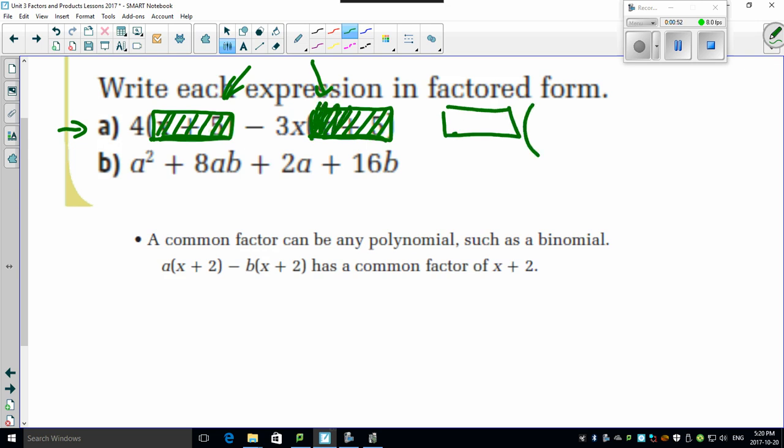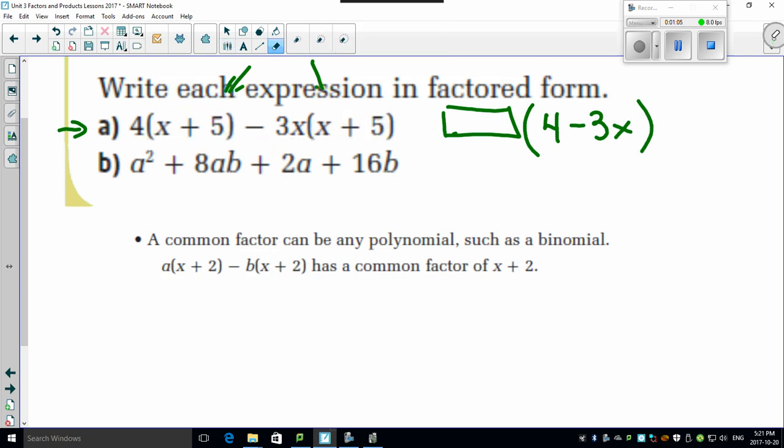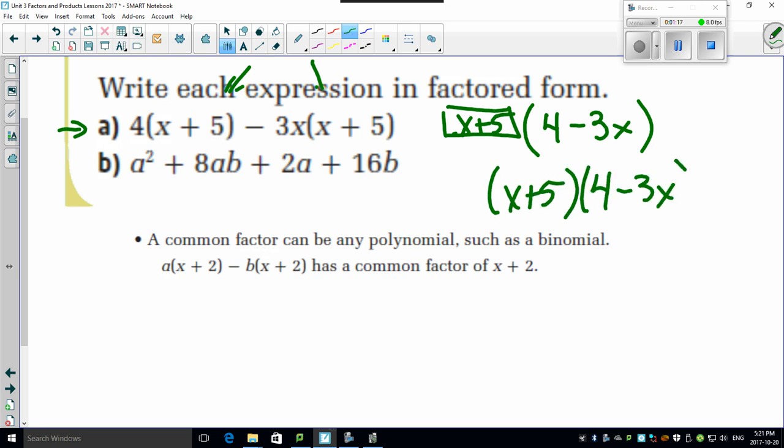If we take out the box from here, and we take out the box from here, look what I'm left with. I'm left with a 4 minus 3x. Okay, perfect. But I got a question. What was in the box again? Oh yeah, it was an x plus 5. Check it out. It's factored. Your factor is actually x plus 5 times 4 minus 3x. There you go. Done. Isn't that cool?